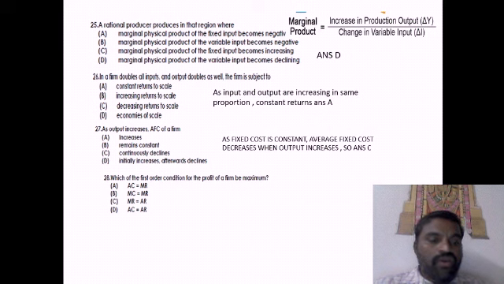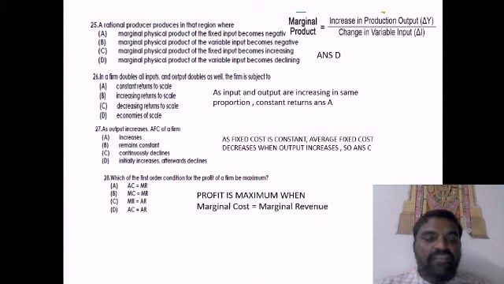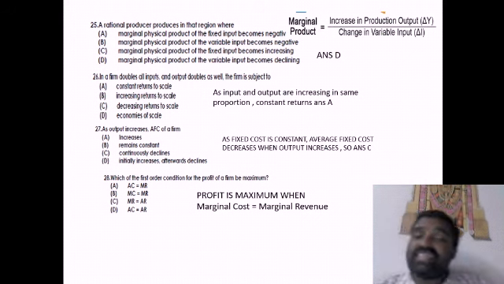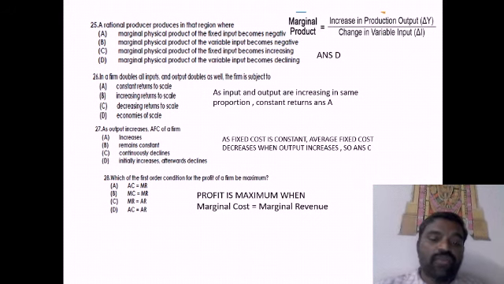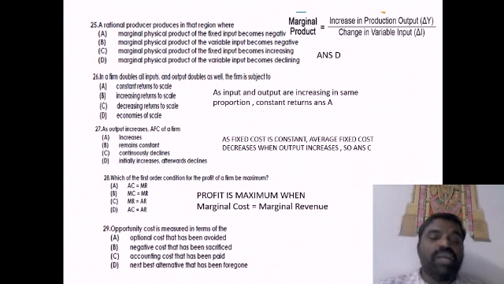Next one. Which is the first order condition for the profit of a firm to be maximum? Profit is maximum when marginal cost is equal to marginal revenue. That is, the additional cost for the additional unit is equal to the additional revenue for the additional unit. Right. So when MC is equal to MR, your profit is maximum.